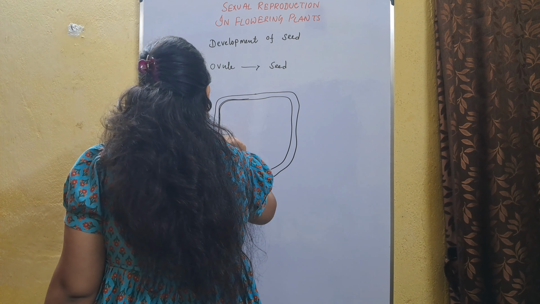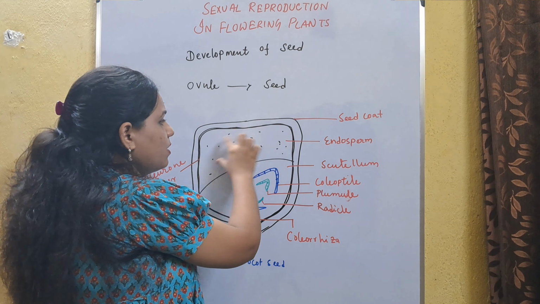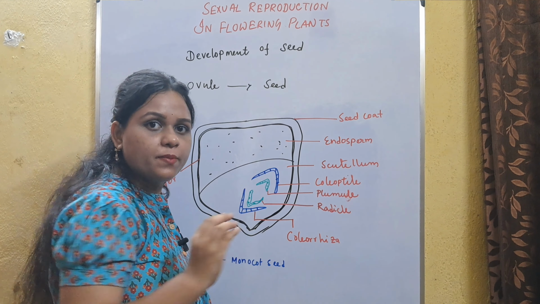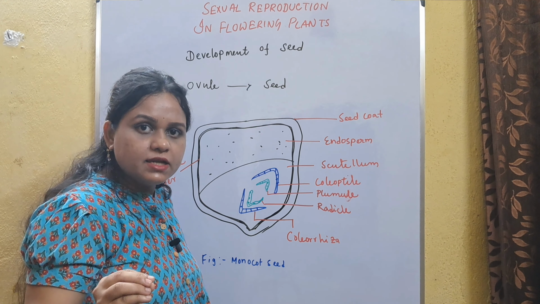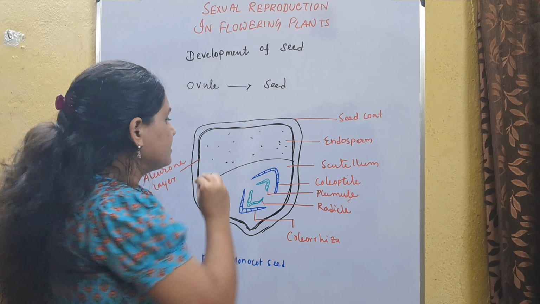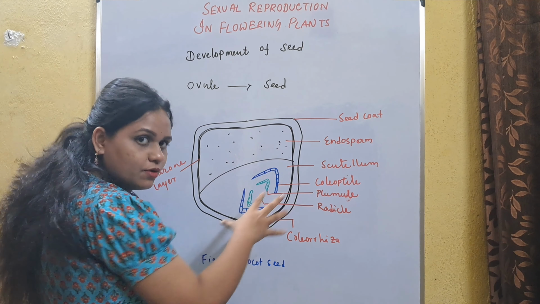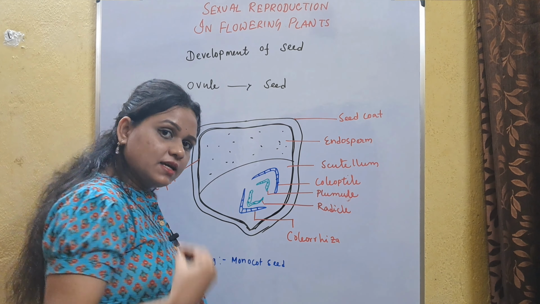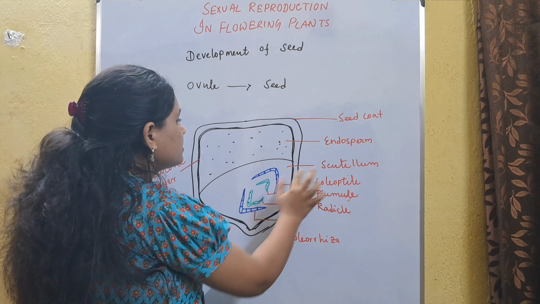This is a grain of maize. Here it has an external seed coat, and this part is the endosperm. Endosperm is the nourishing tissue present in the seed. Now, this part is the cotyledon of the monocot seed. They have a single cotyledon, and this cotyledon is known as scutellum.